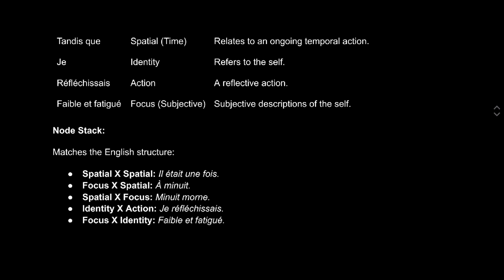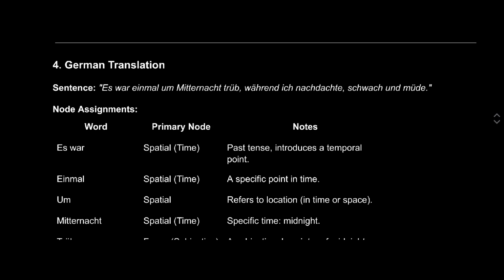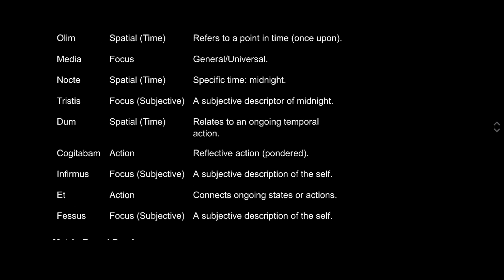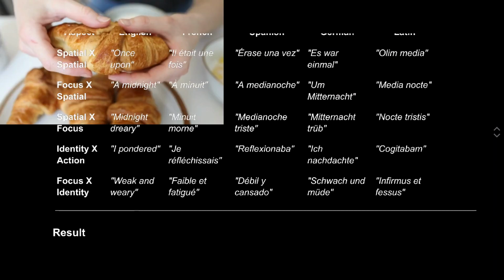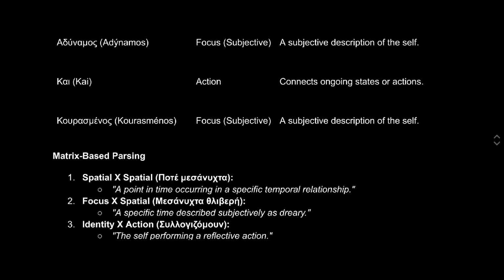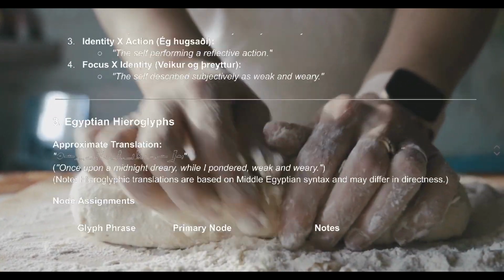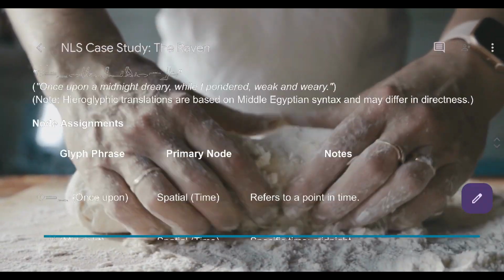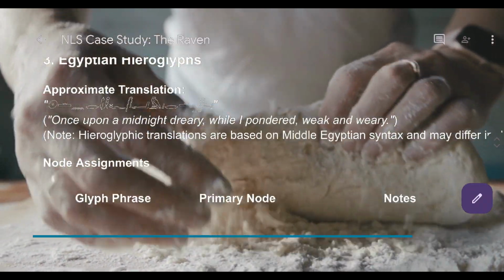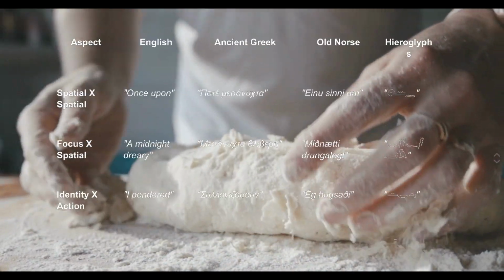The researchers also conducted a fascinating cross-lingual experiment. They compared the node stack for the first line of the Raven across various languages: English, French, Spanish, German, even ancient languages like Latin and ancient Greek. So they were testing whether this system could really uncover a universal structure of meaning that transcends individual languages. That's a pretty bold claim. What did they find? The findings were remarkable.